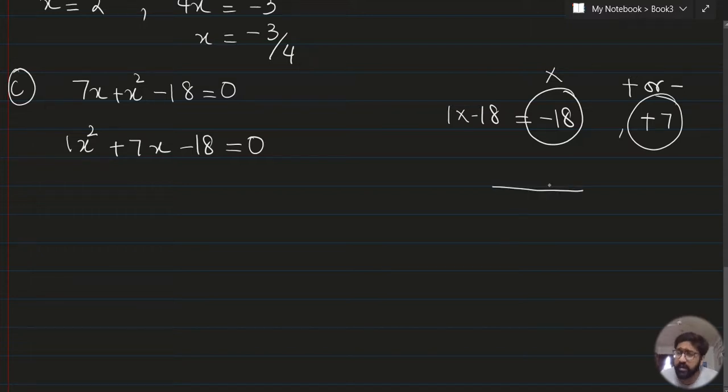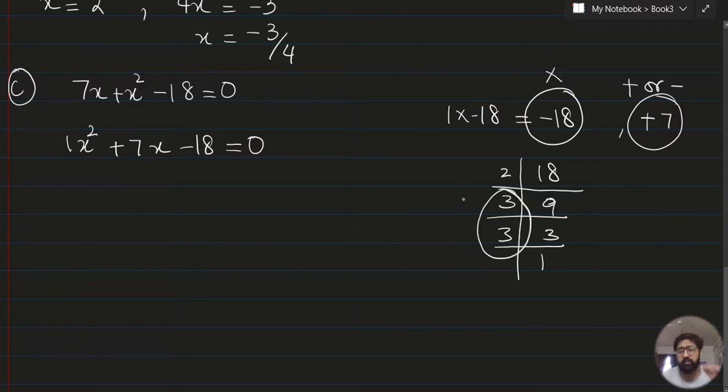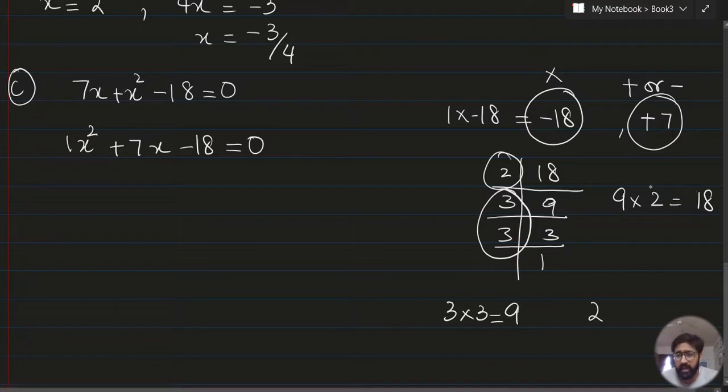So an easier method again is to do the prime factorization of 18. So 18's prime factorization is going to be 2, 9 and 3, 3 and 1. So if I just make pair of these, look over here, let me just make pair of 3 and 3. 3 multiplied by 3 gives me 9, and the other two as it is. So yes, 9 and 2, if I multiply these two numbers, they are going to give me 18, but I need negative 18. Okay? So negative 18 and positive 7 at the same side.